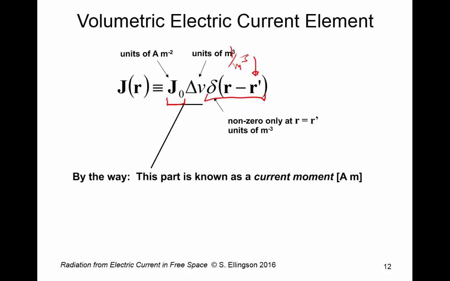By the way, you'll note that if we look at everything other than the delta function, in other words, J naught times delta V, this has units of amps times meters. I'd like to point this out because we see this show up all the time in all kinds of electromagnetic problems, amps times meters. I'll refer to it as a current moment, as many people do. Some people refer to this as current torque because it's amps times meters. It's analogous to mechanical torque. But current moment, amps times meters, shows up in all kinds of problems, so I just thought I'd point that out.